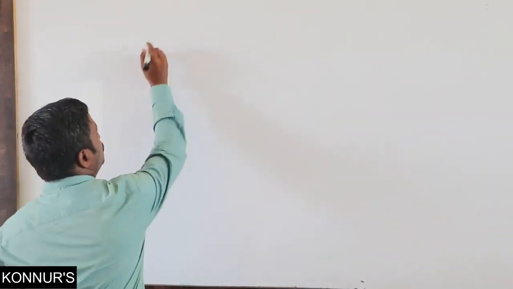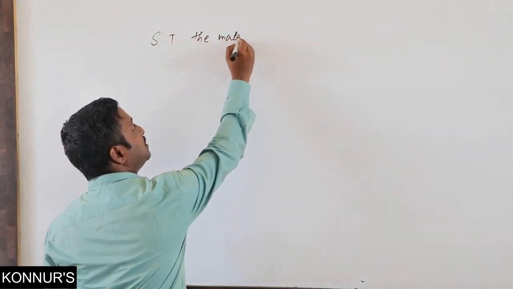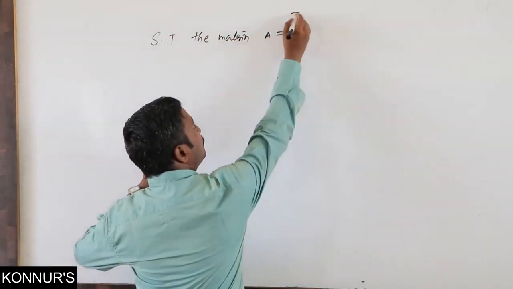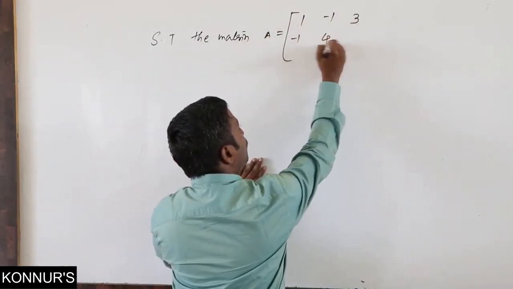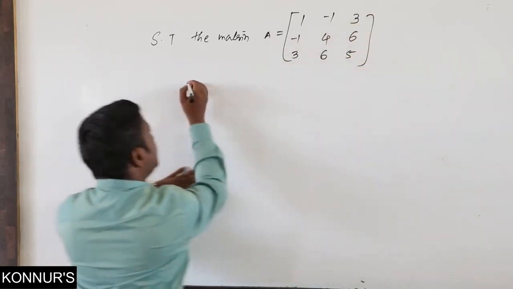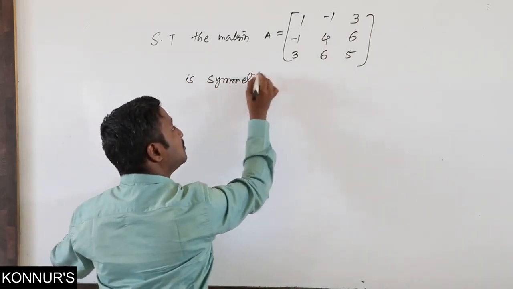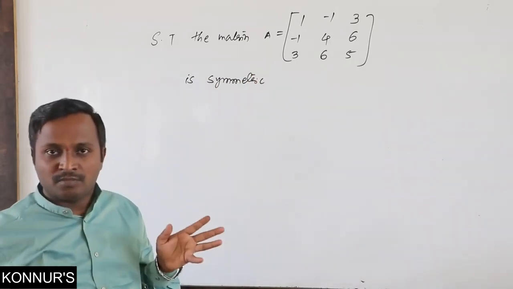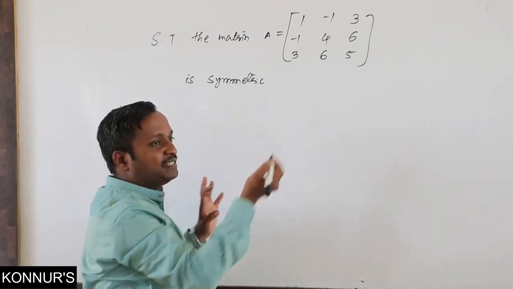Yes, now we will discuss some problems related to symmetric and skew symmetric matrix. He may ask a question like this: show that the matrix A equal to 1 minus 1 3, minus 1 4 6, 3 6 5 is a symmetric matrix. How to show? What is the symmetric matrix definition? Symmetric matrix definition is A dash equal to A.